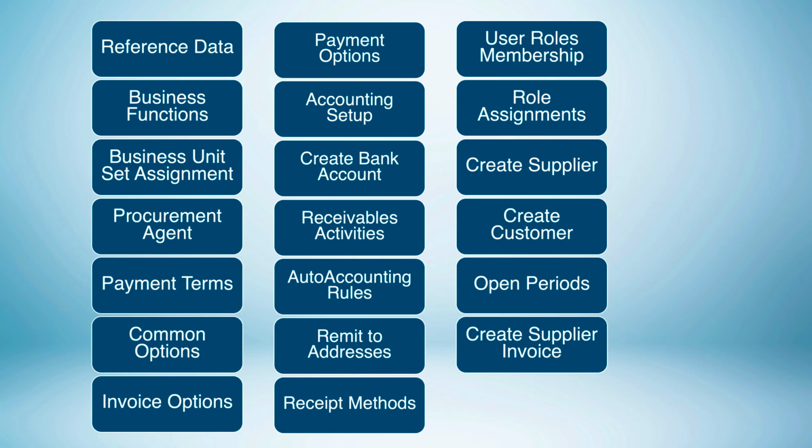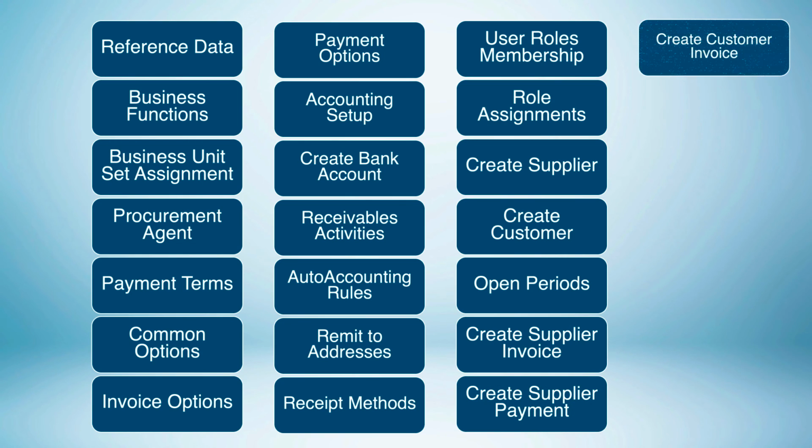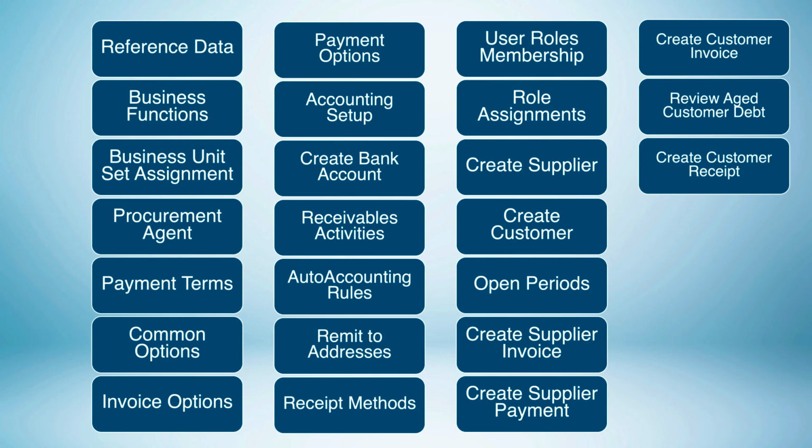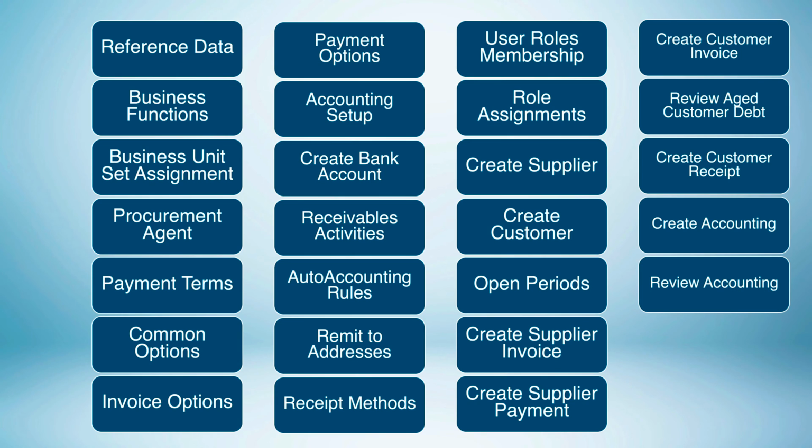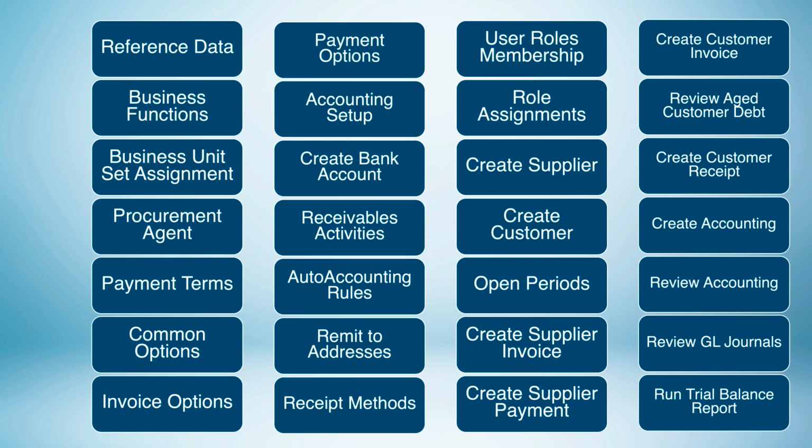In creating transactions, we create a supplier invoice, we create a supplier payment to the supplier, and then we create the customer invoice, the sales invoice, and then we'll review the aged customer debts, and then we'll create a customer receipt. We'll create the accounting and review the accounting, and then review the GL journals, and then run a trial balance. So that's a lot to do within the next hour, so let's get started.